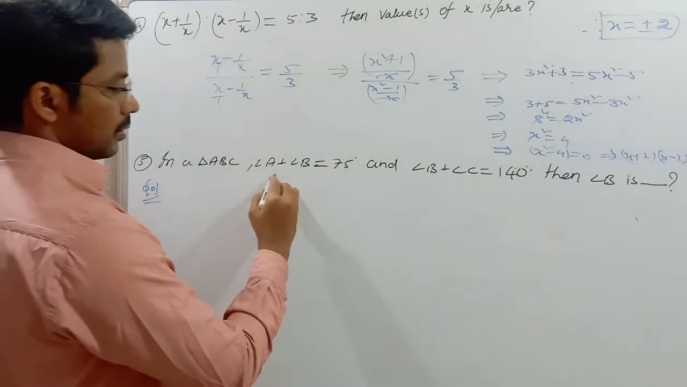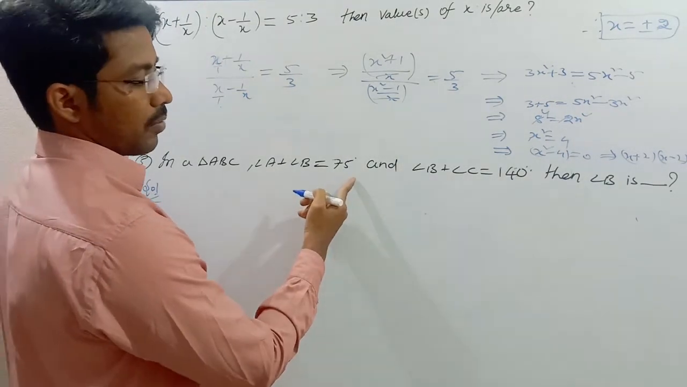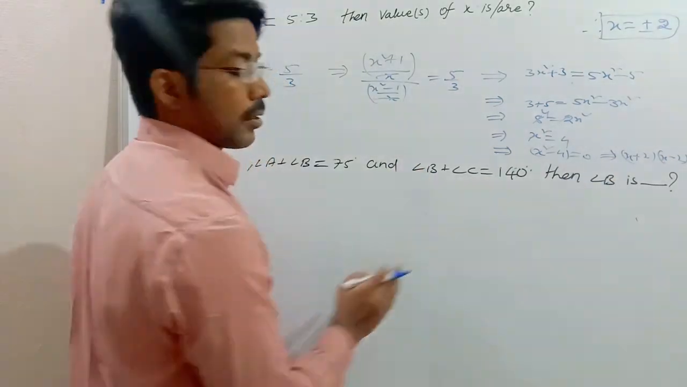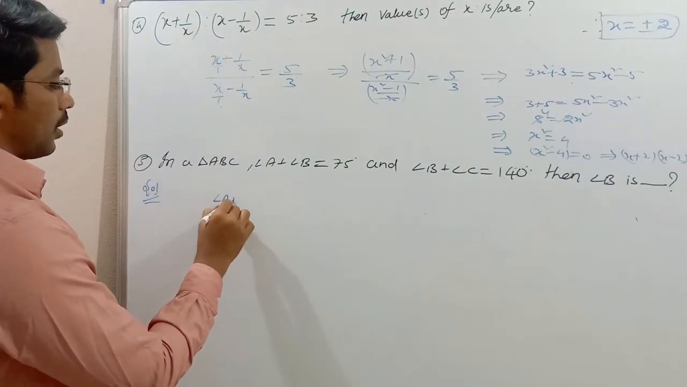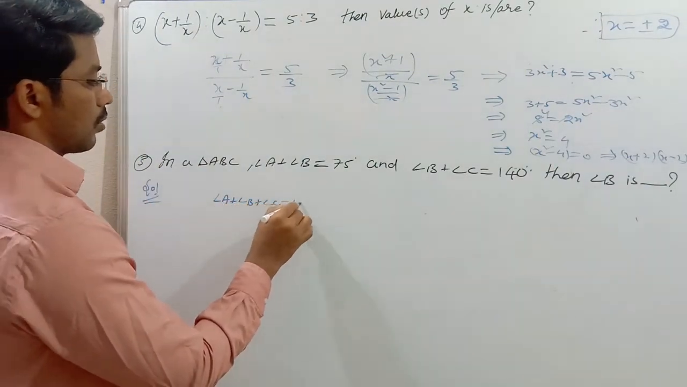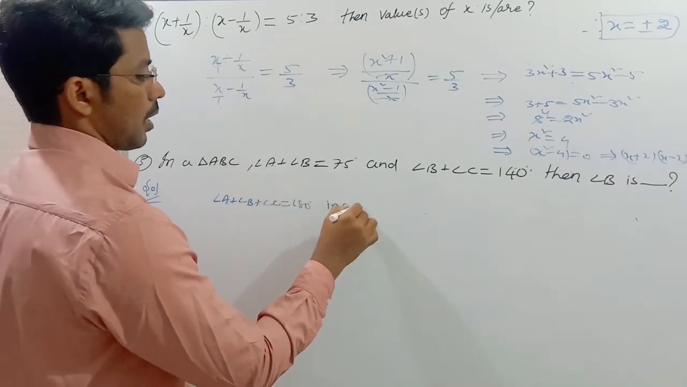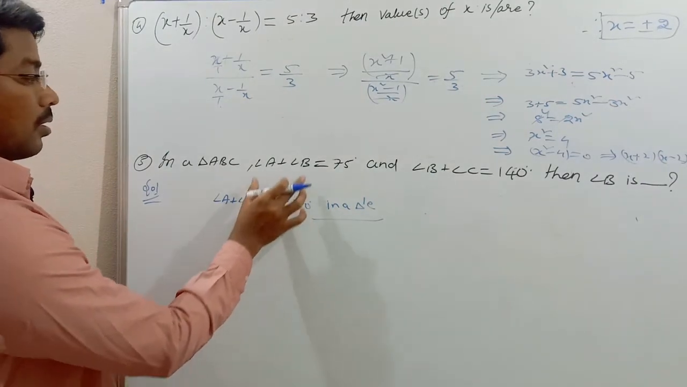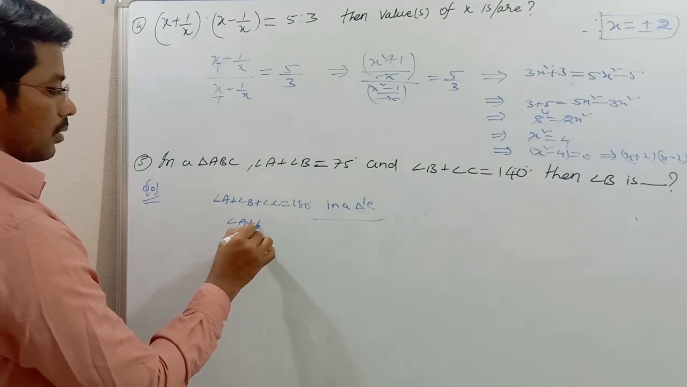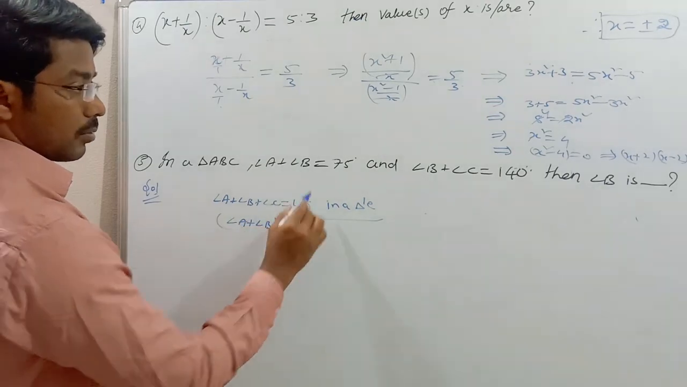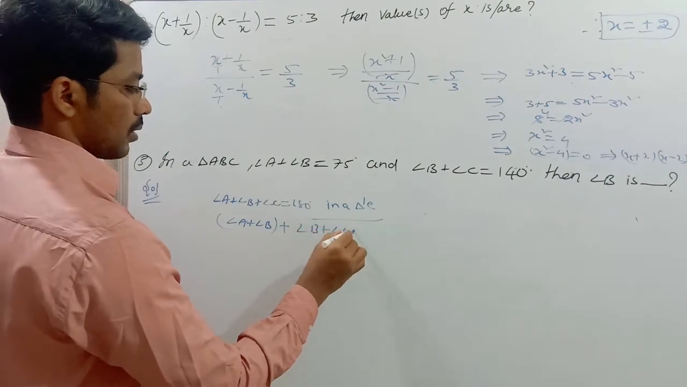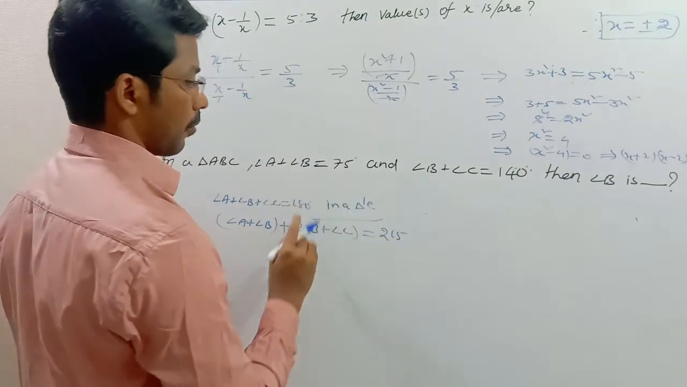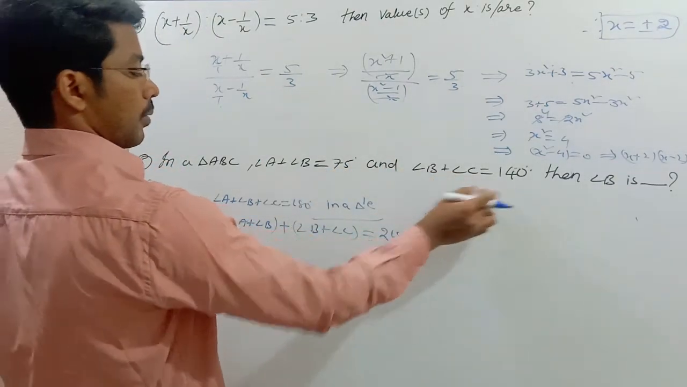In triangle ABC, angle A plus B is equal to 75, angle B plus C is equal to 140, and we have to find angle B. We know that angle A plus angle B plus angle C is equal to 180 degrees in a triangle. The sum of the angles in a triangle is 180 degrees, and given angle A plus angle B and angle B plus angle C, I am adding both: 75 plus 140, 215.